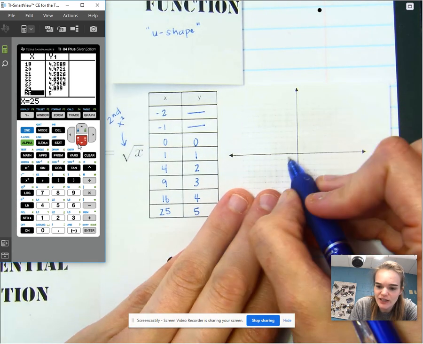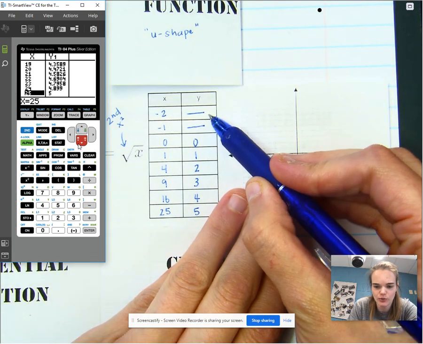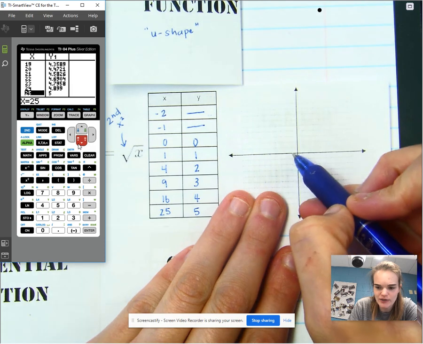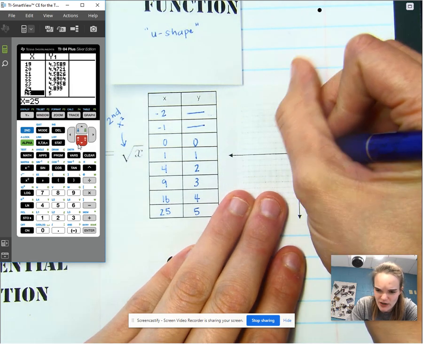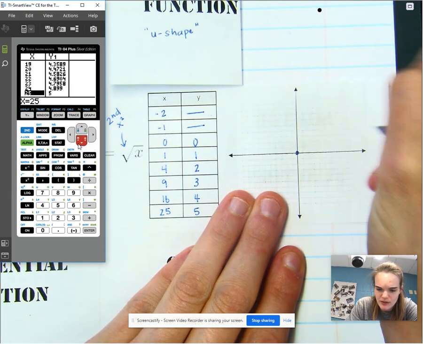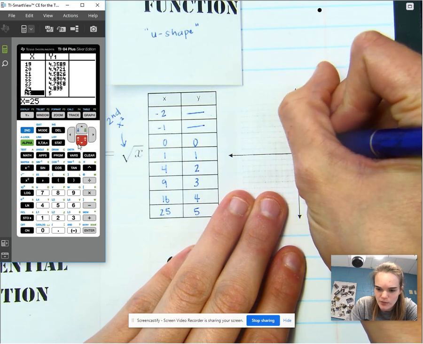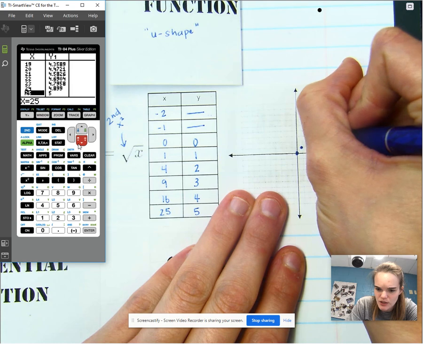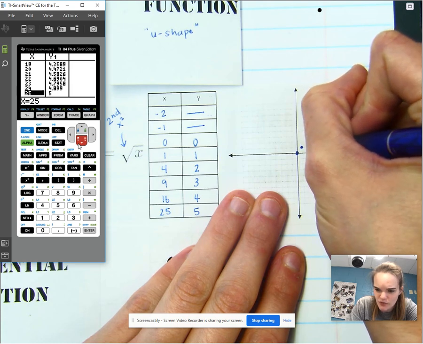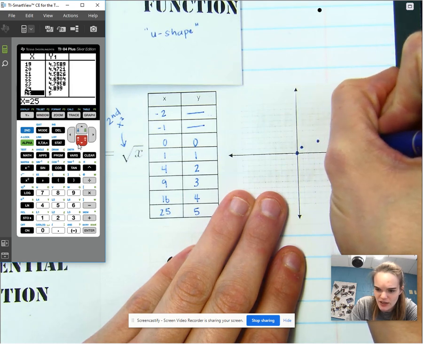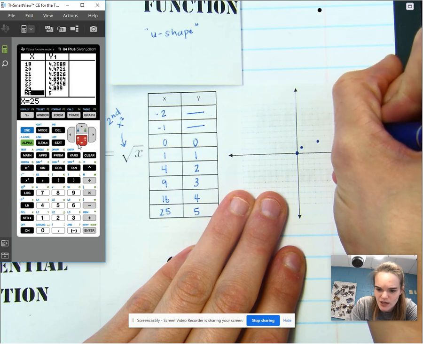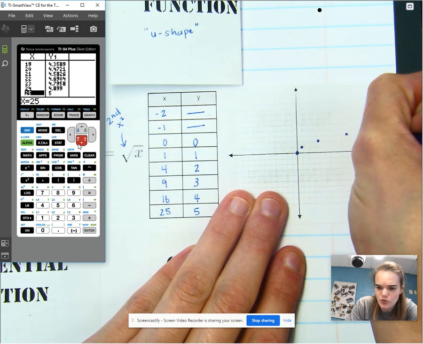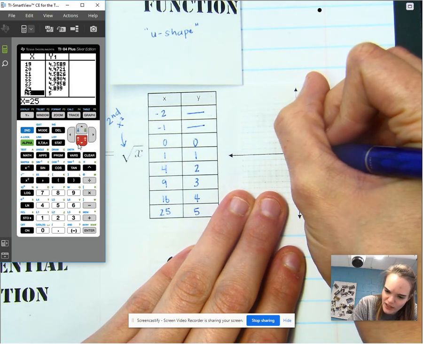Okay, we can't graph -2 because it's not a real number answer. Can't graph -1, it's not a real number, but we can graph 0, 0. Okay, we can graph 1, 1. We can graph 4, 2. We can graph 9, 3. Okay, 16 is off the graph, 25 is off the graph, so we can only graph these.